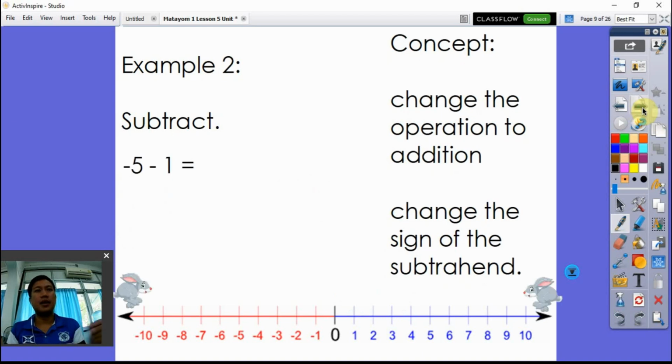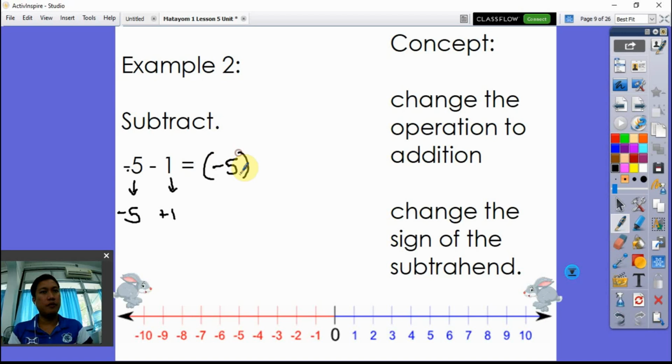Okay, let's have example number 2. Subtract negative 5 minus 1. Negative 5 is a negative number. Okay, 1 here is a positive number. Concept: change the operation to addition.